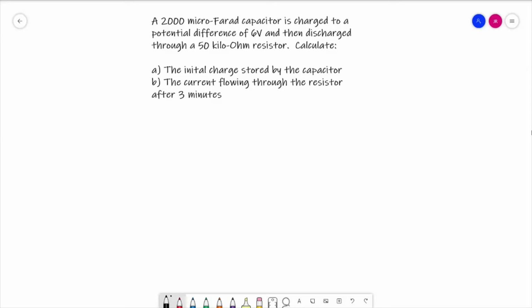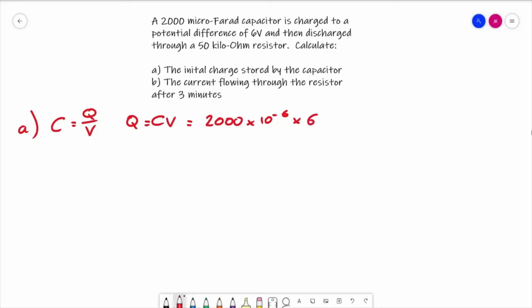So for A then, this is the relatively simple one. We're just going to apply the equation. So C is Q over V, or in other words, Q is equal to C times V. Well, the capacitance is 2000 microfarads, so 2000 times 10 to the minus 6, and multiply it by the potential difference, which is 6. And what that gives us then is 0.012 coulombs, or of course, if you prefer the SI prefixes, you could say that that is 12 millicoulombs.